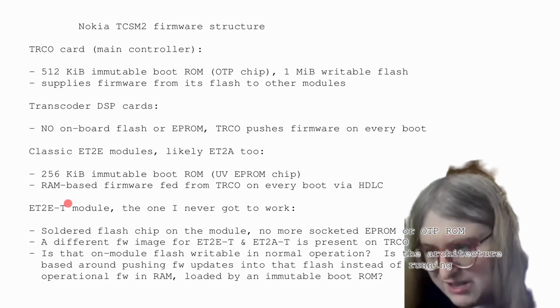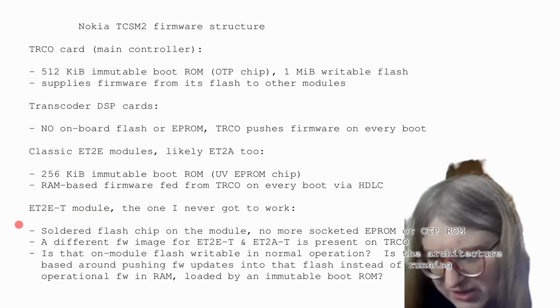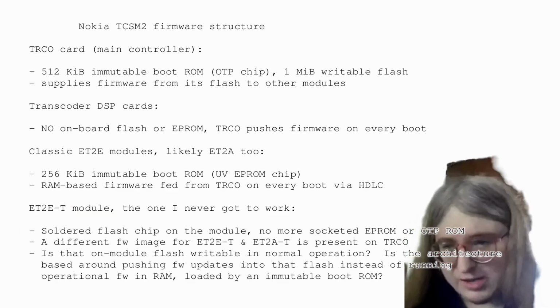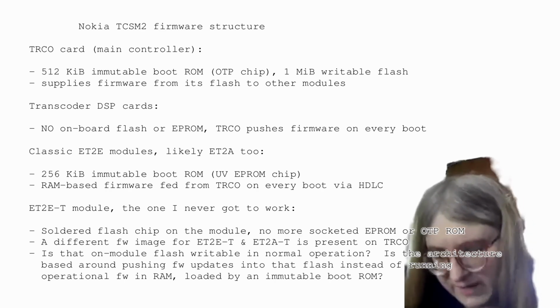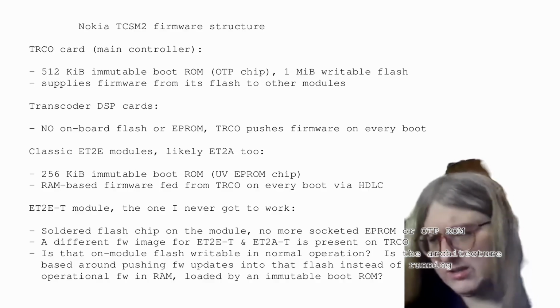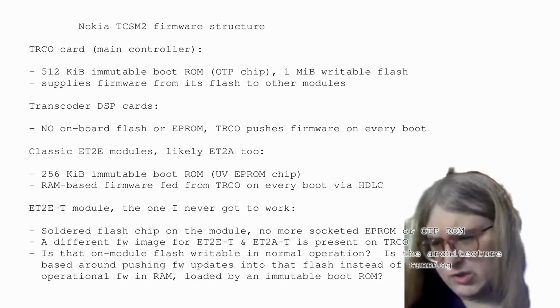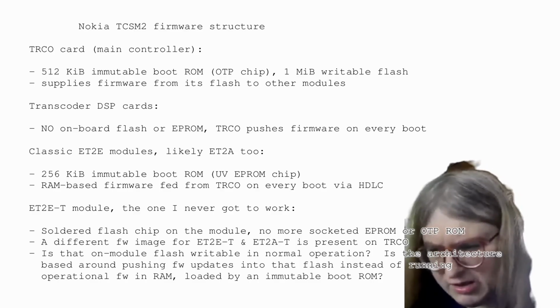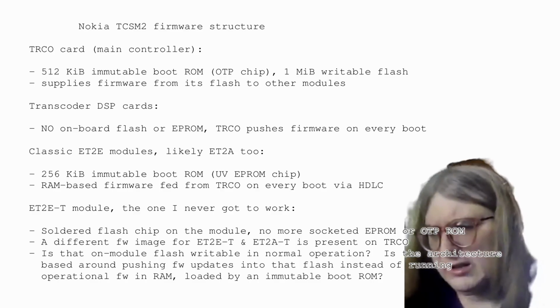And then the -T, the one I never got working, I could just see they made all these changes. So there's no more socketed EEPROM or OTP. Now there is a flash chip, and the flash chip is soldered. It's one of those newer packages like TSOP or something. So it's very obvious that it was not meant to be programmed externally. It was meant to be programmed in system. So I don't know how they did it on the production line.